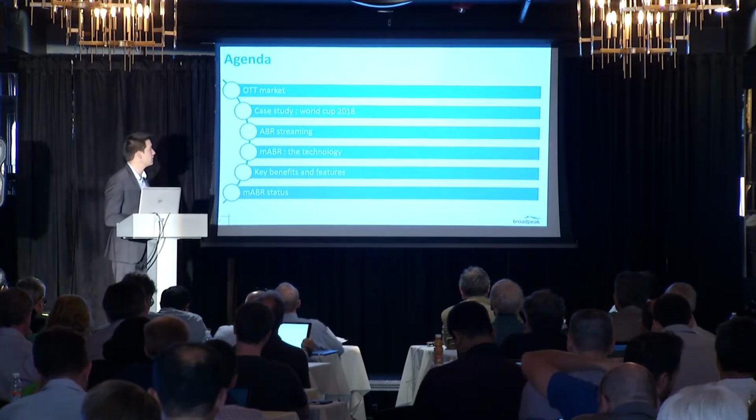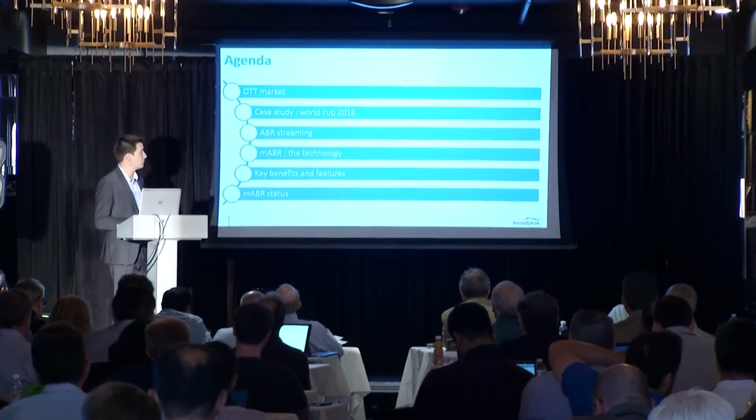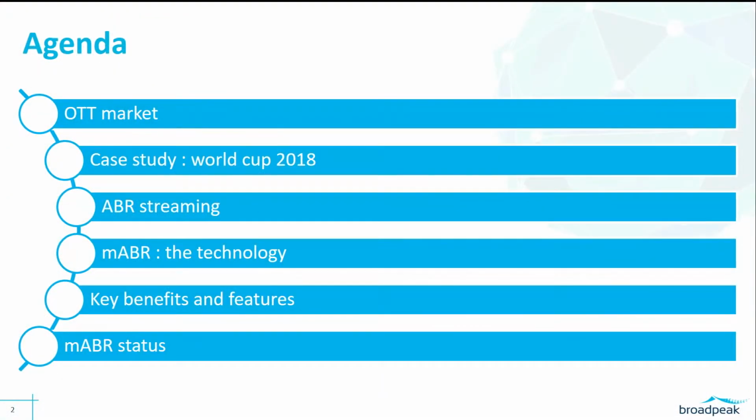To start, I will give you a very quick view of the OTT market, where we are right now. Then we are going to discuss a case study with the World Cup 2018. I will give you a short background of ABR streaming, because I'm pretty sure everybody here knows what ABR streaming is since the presentation of Ali this morning. Then we will go into multicast ABR, the technology, and what we need to do multicast ABR on top of ABR streaming, some key benefits and key features around that technology, and then a status on multicast ABR regarding standardization and the market where we are right now.